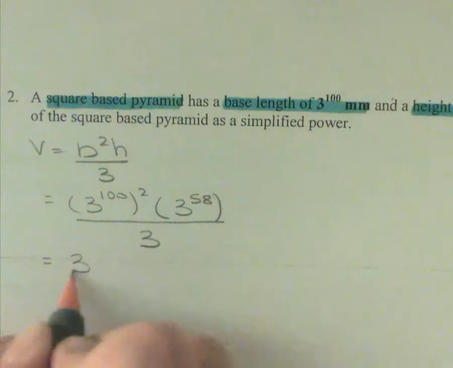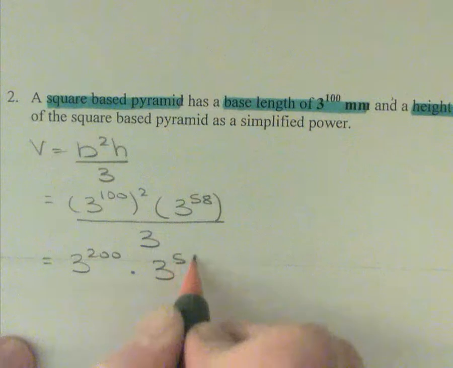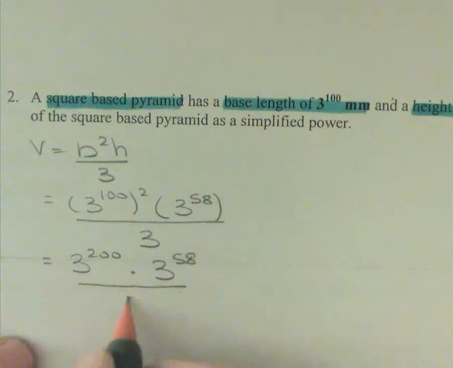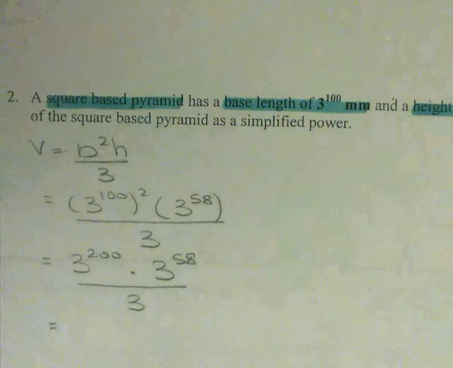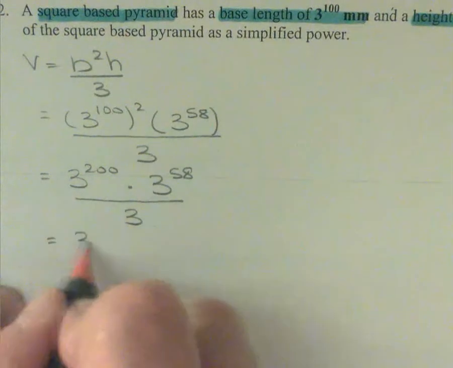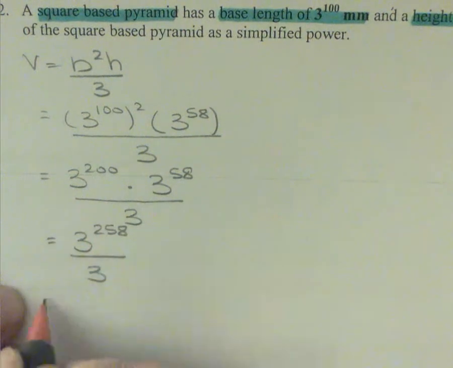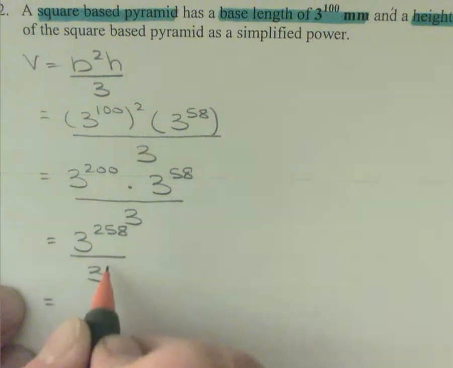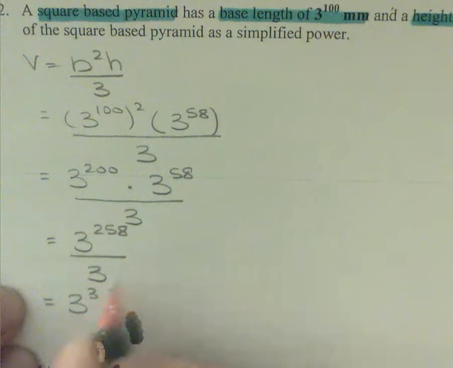This means I have 3 to the power of 200 because I multiply times 3 to the 58, divided by 3. When I multiply powers, I'm going to add the exponents. So I have 3 to the power of 258 divided by 3. This really has a power of 1. So I have 3 to the power of 257.